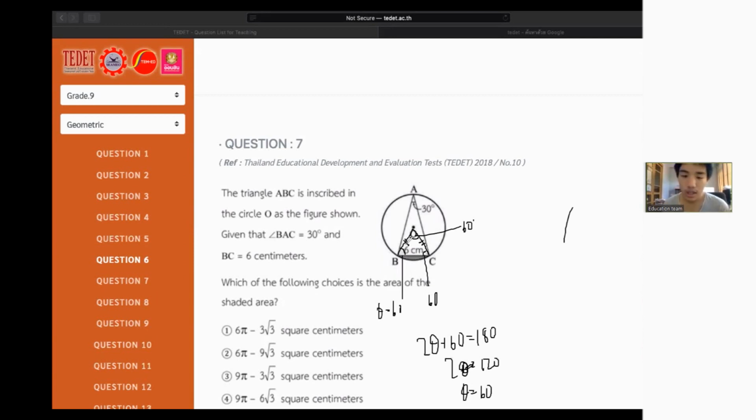Equilateral triangle. So because we get an equilateral triangle, we conveniently get that because this is 6, this also must be 6, and this is 6. Essentially, the radius is 6. So these sides must be 6. So the radius is 6.